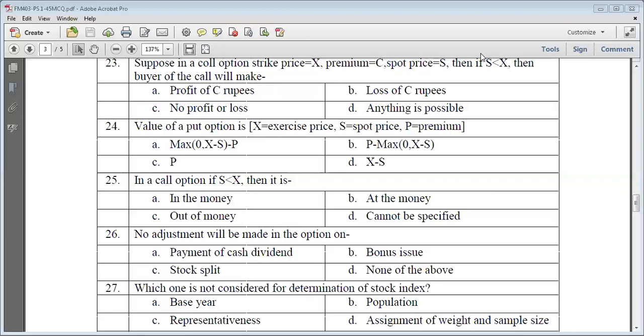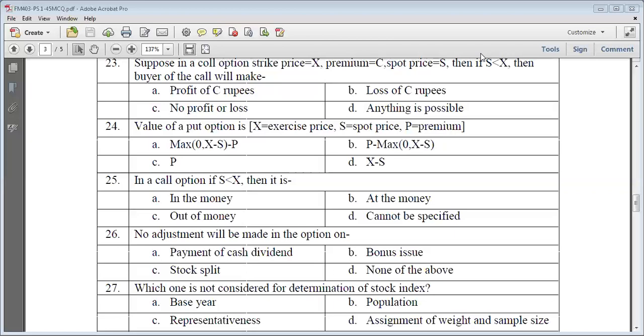24. Value of the put option. Value of the put option is the intrinsic value of the put option. Put option is the right to sell. So you are selling the underlying asset at X price. So you will make profit only when spot price is less than X. So if X minus S is positive, then the put option right is profitable, otherwise it's zero.